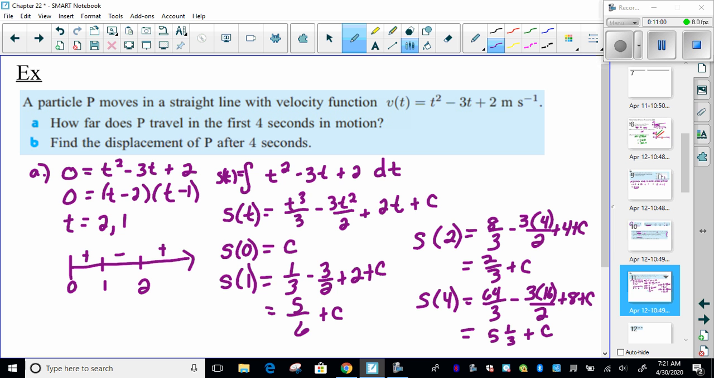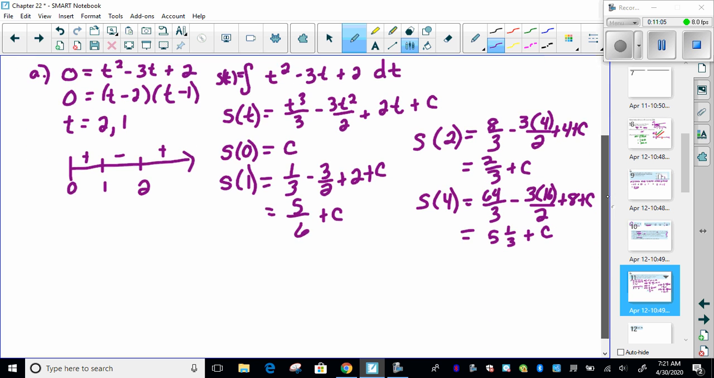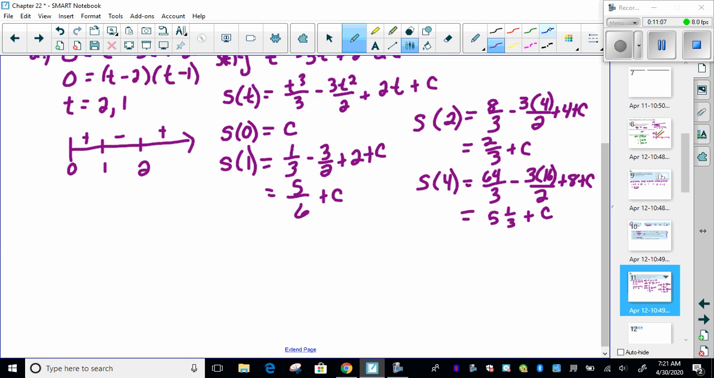Okay. From here, the motion diagram is helpful to see negativity. We're going to be using s of 0, s of 1, s of 2, and s of 4. So therefore, we start somewhere.